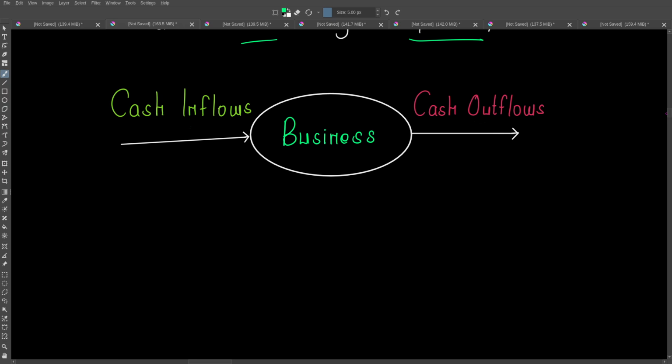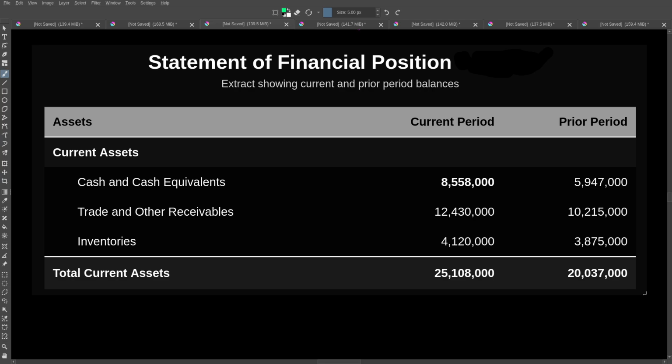So this statement basically shows the cash inflows into the business, and it also shows the cash outflows from the business. What do we mean by this? We have a snippet here of the statement of financial position. Recall the statement of financial position is what we commonly call the balance sheet as well. Here we usually have assets, liabilities, and equity. Under current assets, we have cash and cash equivalents. So what this statement of cash flows is going to show is the difference from the prior period.